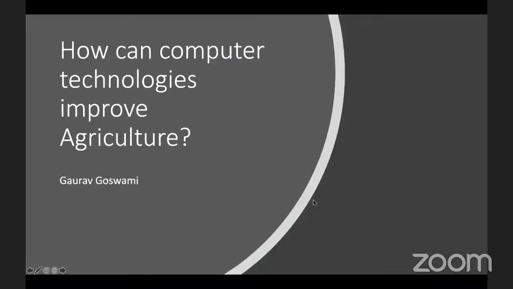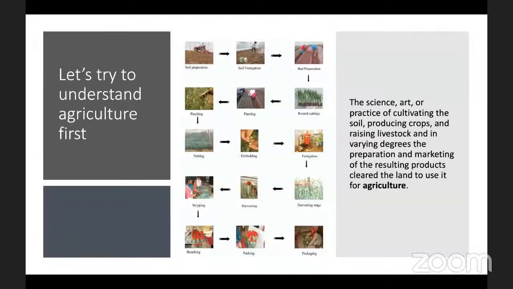So let's start with the topic: how can computer technologies improve agriculture? Let's try to understand agriculture first. It's not only about growing plants and sowing seedlings. It has a lot of stages, starting with preparation of soil, which means you will have to check whether the soil conditions, air conditions, and whatever other factors are responsible for the plants are favorable or not. You will have to prepare everything.